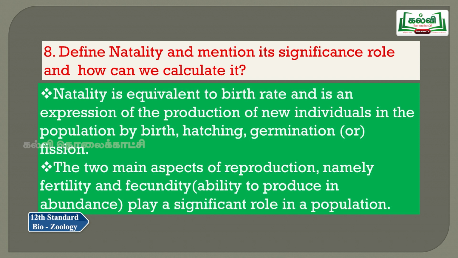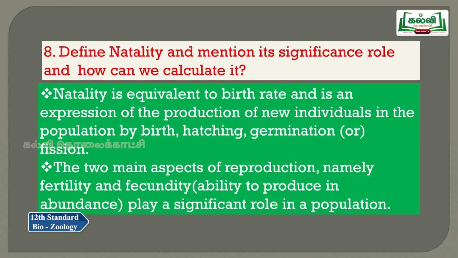Then question number 8: define natality and mention its significance, role and how we can calculate it. Natality is equivalent to birth rate, and it is an expression of the production of new individuals in the population by birth, hatching, germination or fission. Birth is in mammals, hatching in birds, germination in seeds, and fission in unicellular organisms. These are the different modes by which new individuals are born.